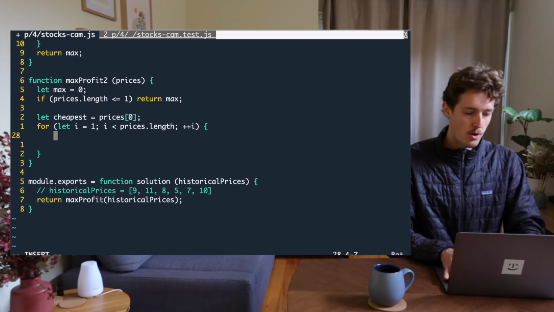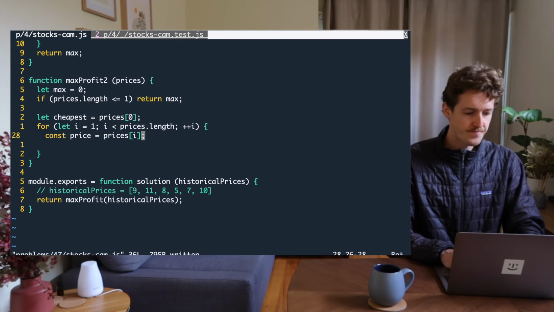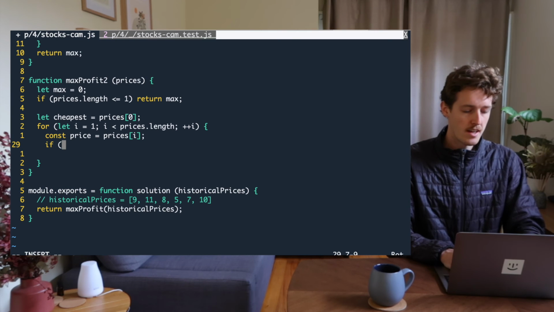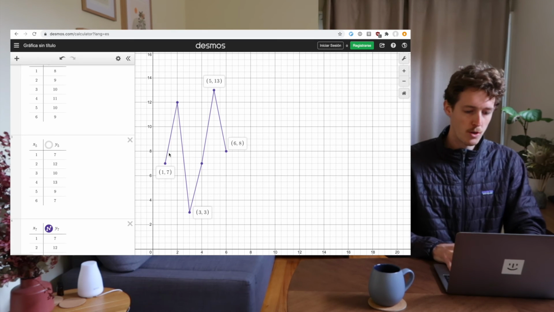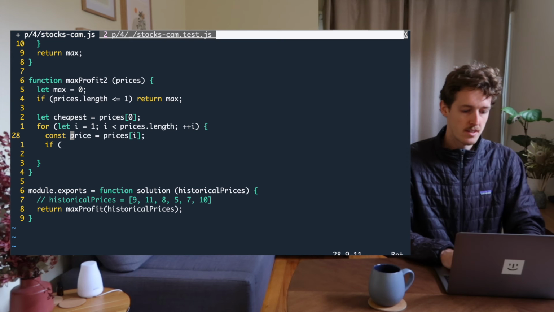All right, so what we're going to do is say, let's say prices at i, and basically we want to look at the price and see what profit we'd make if we were to sell at this price. So maybe we'll say cheapest buy price.